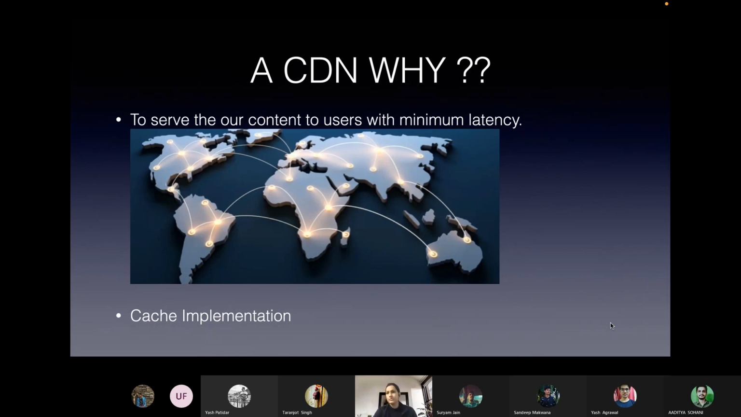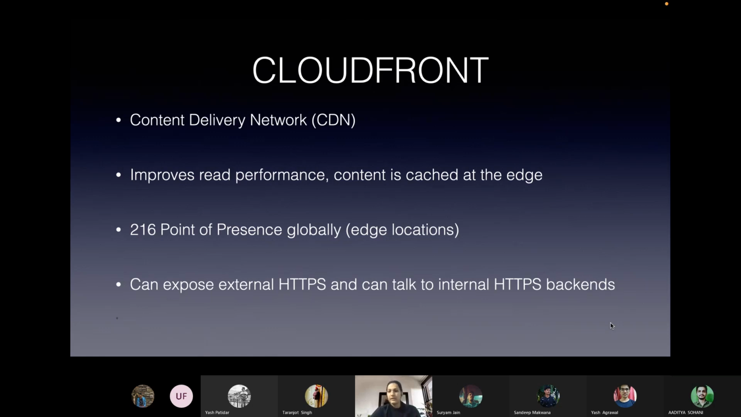Now, how does it serve users' requests? Basically, it works on the concept of cache. Let me explain a little more about CloudFront here. In AWS, a CDN is implemented with the help of CloudFront, which is the name of that service. Why do we use CloudFront? Because it improves our read performance, and content is cached at the edge location.